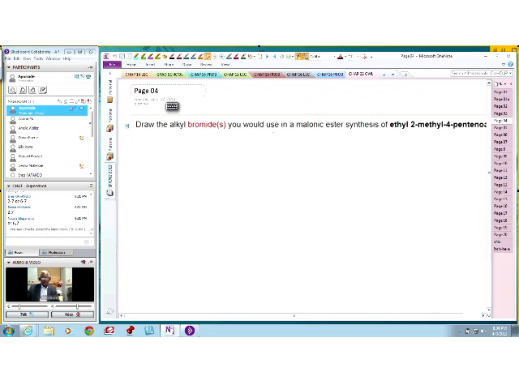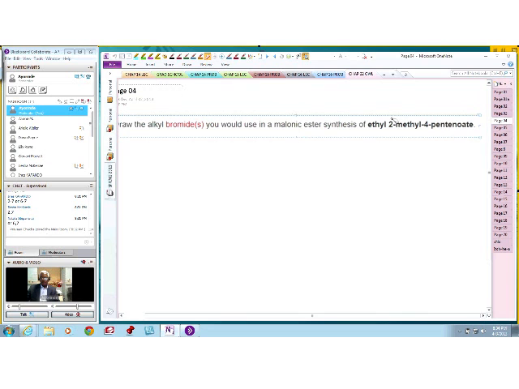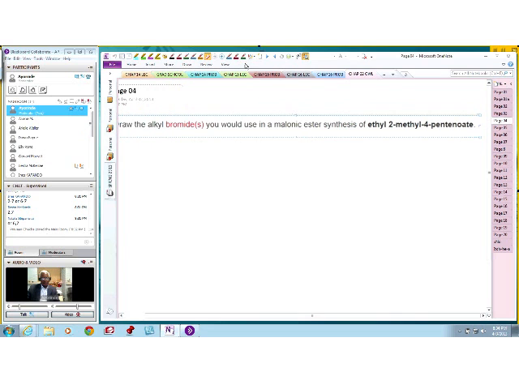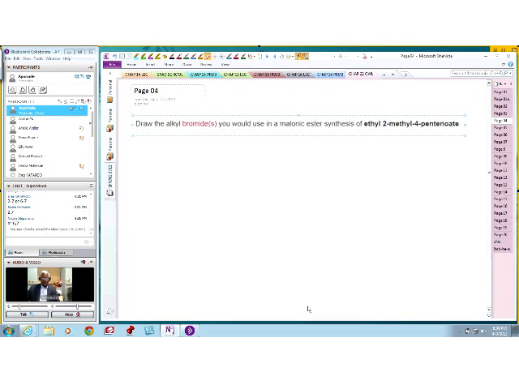Okay, let me see here. Let's make this a little smaller. Okay, Elisha, can you go ahead and read this question for us? Draw the alkyl bromide used in the malonic ester synthesis of ethyl 2-methyl-4-pentenoate. Okay, thank you. Very good.